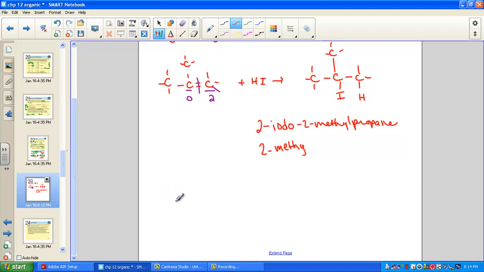Suppose we see a cyclic structure. 1, 2, 3, 4, 5. We'll place a double bond in a cyclopentene. And we'll place a methyl group right here. And we're going to add HCl. What is the resulting compound?